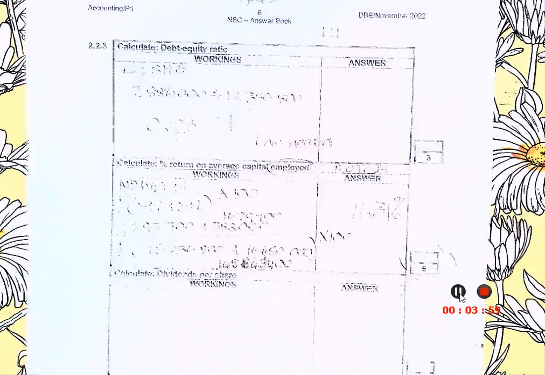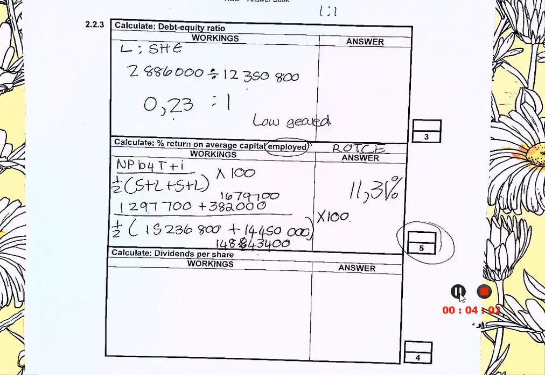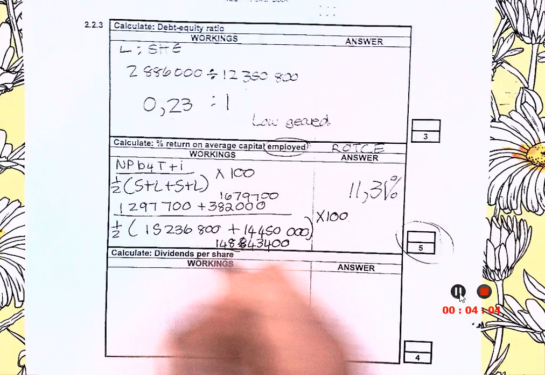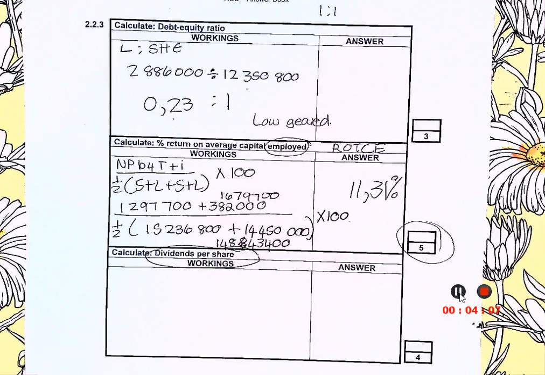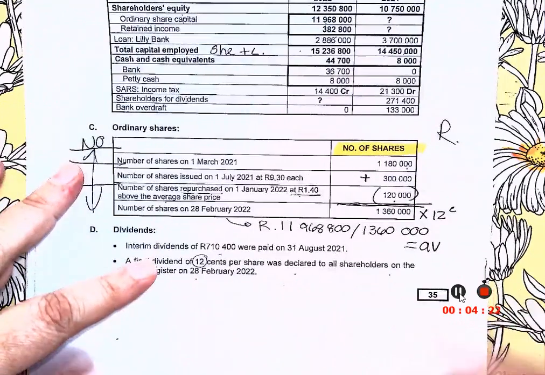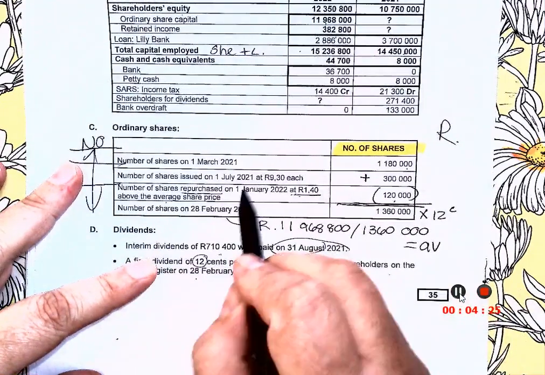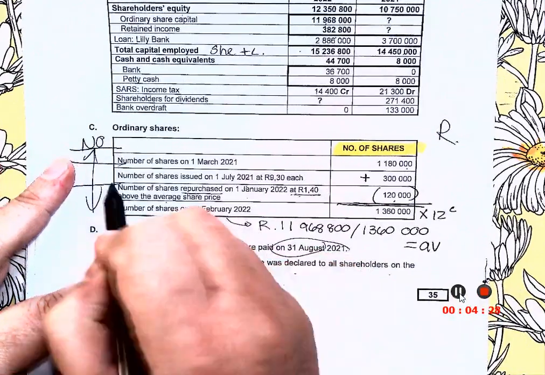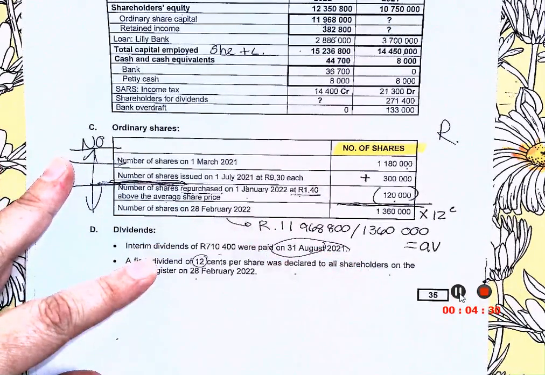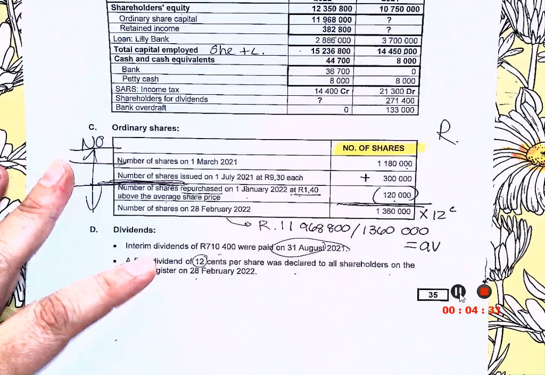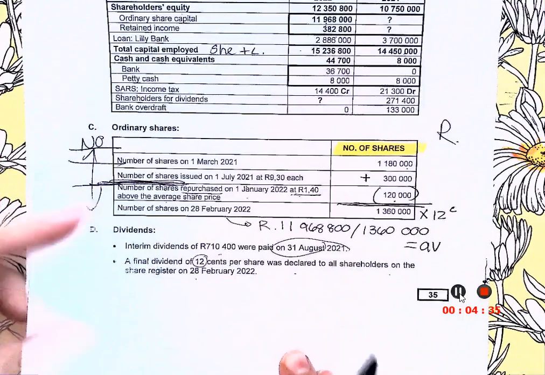Whatever. Okay. Dividends per share, I want the total dividends. Now this one, I remember, I want to go look. Is there an interim dividend and a final dividend? Are both the interim and the final worked on the same amount of shares? So I'm going to look. The interim dividend was 31st August. Can you see it happened before the repurchase? So you have to do it separately.